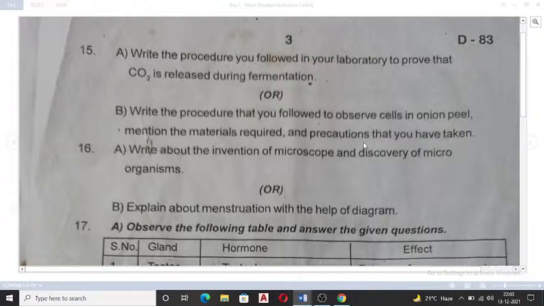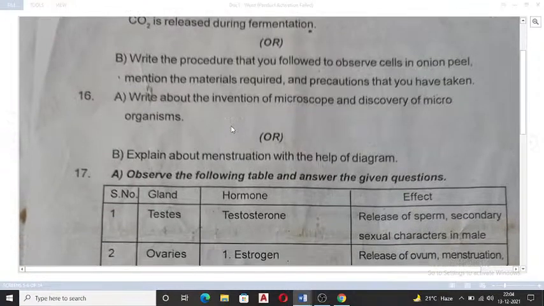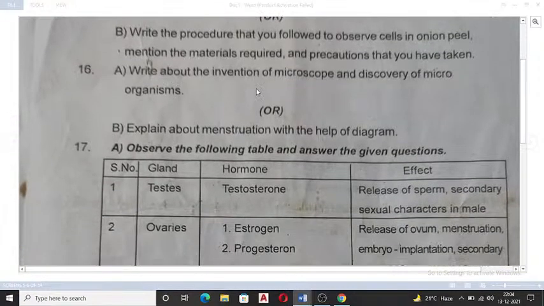Generally what children will do, you just write the procedure, you just write the materials and precautions. Sometimes only materials and precautions, and you say, ma'am, only this was asked. No, start from the aim, materials needed, procedure, your observation, your precaution, your conclusion, with the diagram of this onion peel. That is important because it is for 4 marks. Hope you are clear.